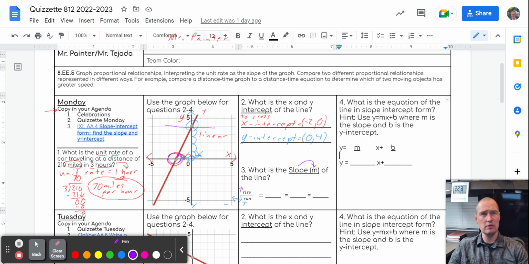In order to do that, we're going to count by the box. So that's 1 box, that's 2 boxes, that's 3 boxes, and bam, we're at the same level. That's 4 boxes. So our rise is a total of 4.